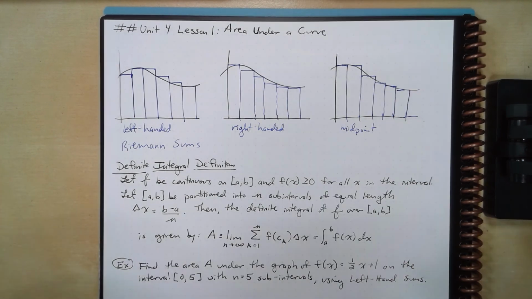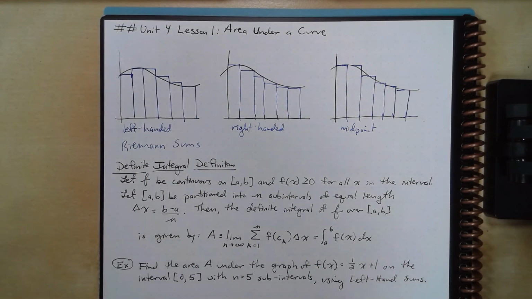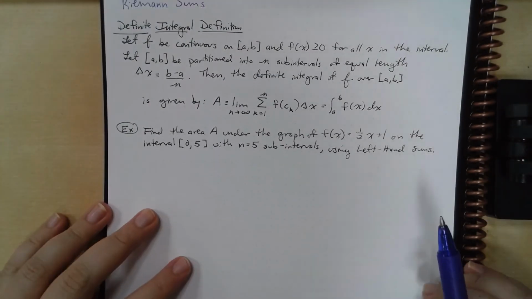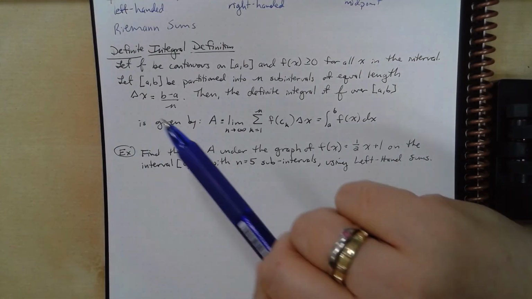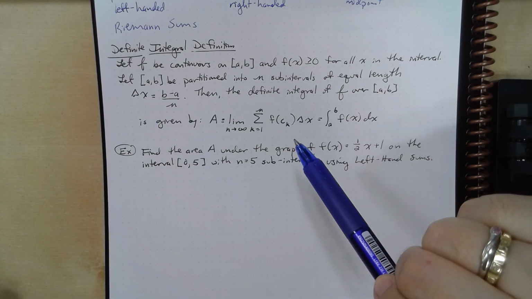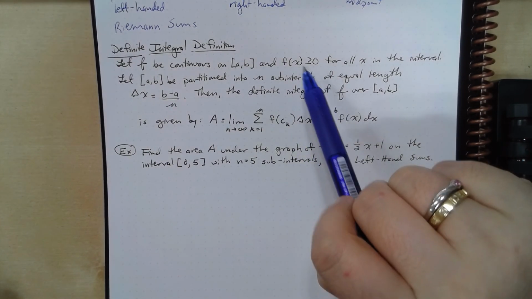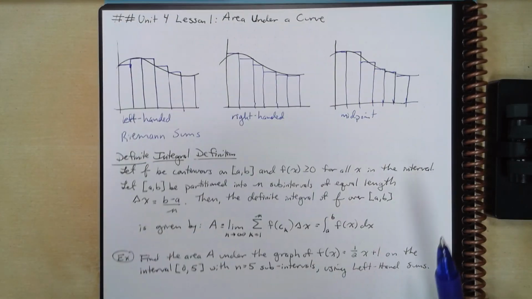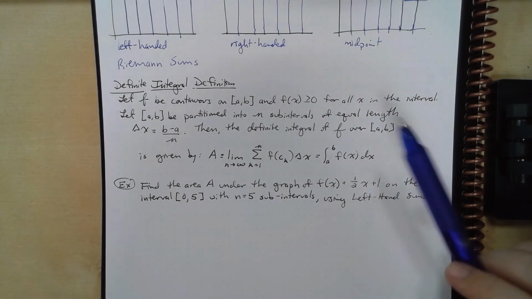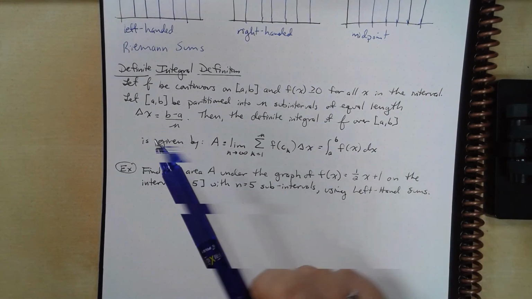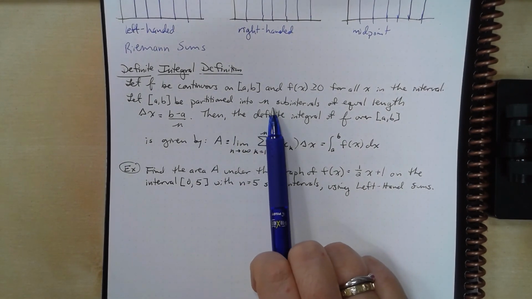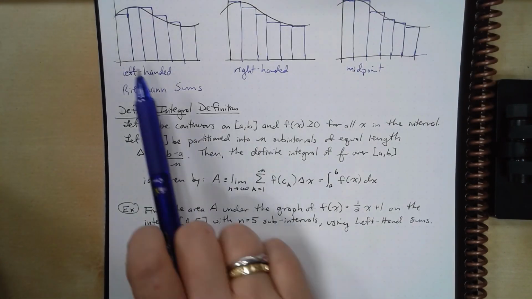But what we really want to talk about are definite integrals and how we're going to calculate them. So the definite integral definition says, let f be continuous on a to b, and f of x is greater than or equal to 0. That's important because we only want to find something above the curve, all right? We don't want to find anything below. It's going to be a nightmare for the moment. For all x in the interval, let a to b be partitioned into n subintervals of equal length. Those are our rectangles, right?